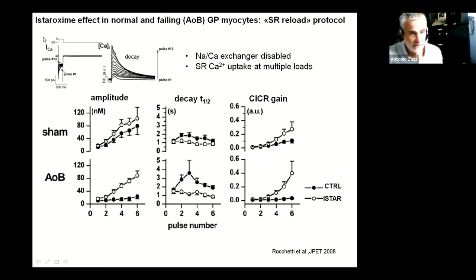Istaroxime is the drug that I mentioned to you before. It is a sodium potassium pump blocker, but it is also endowed with SERCA stimulating activity. And this is the demonstration of it in guinea pig myocytes. In these experiments, under voltage clamp conditions, we emptied the SR with a caffeine pulse and then reloaded it with a series of depolarizing steps. During these steps, we recorded the calcium transients, and an increase in calcium transient amplitude at every step reflects an increase in the replenishment of the SR.